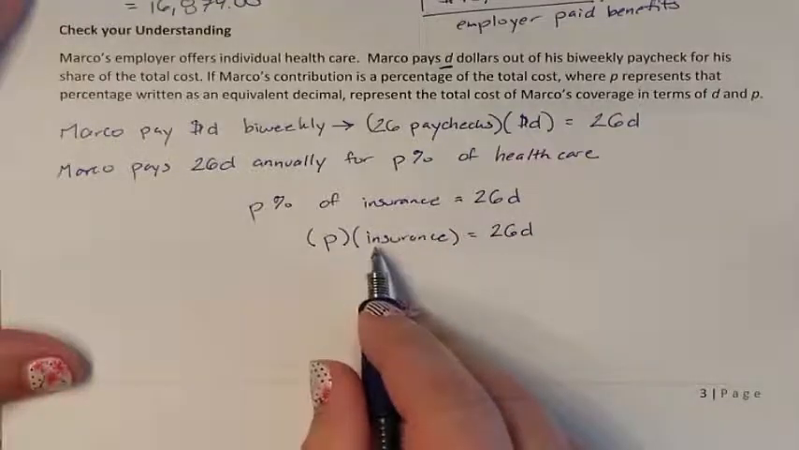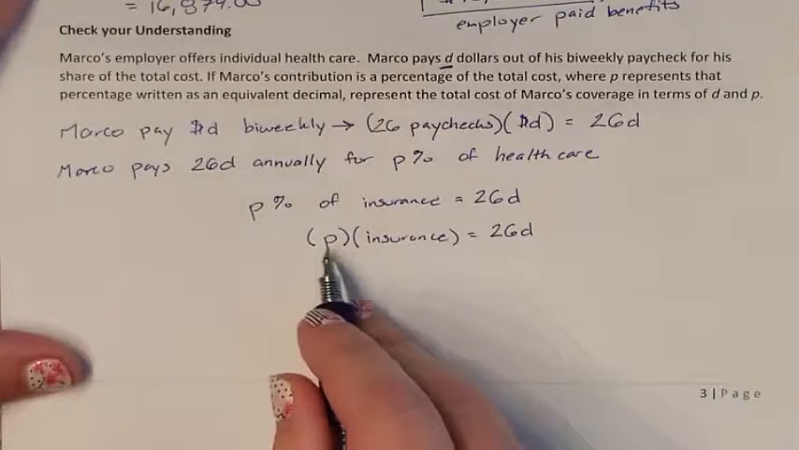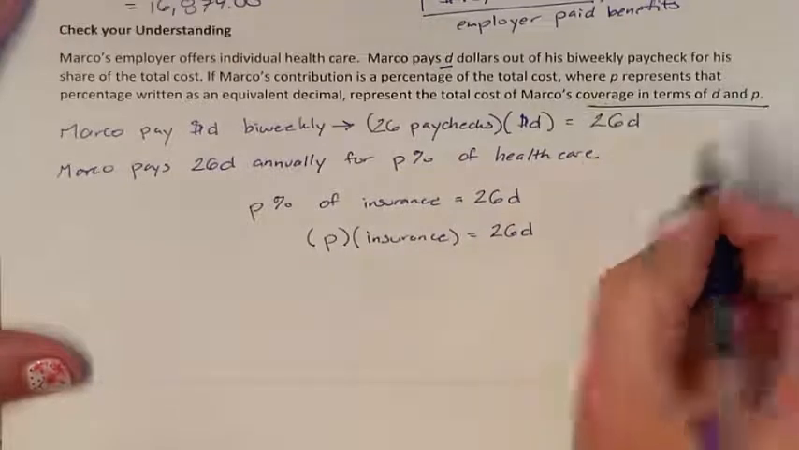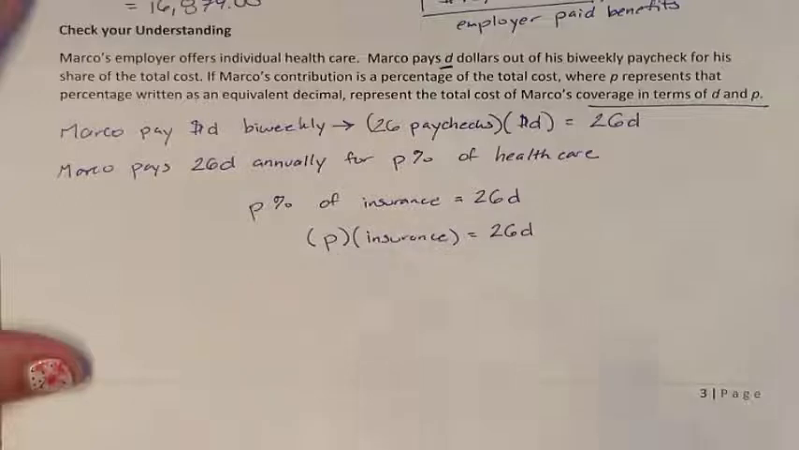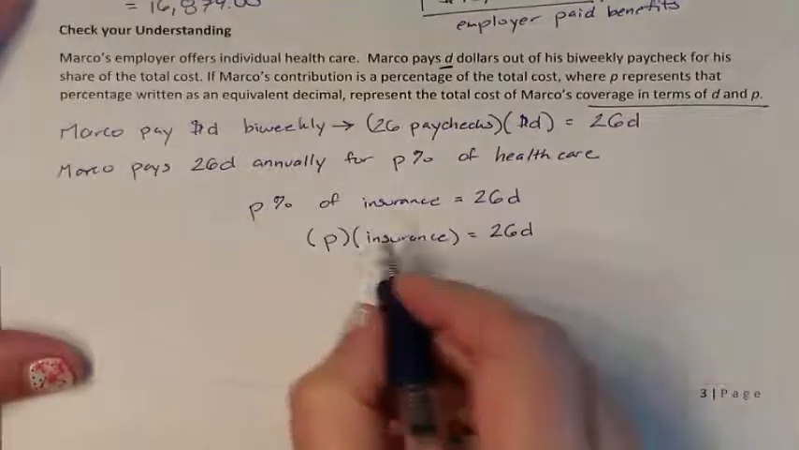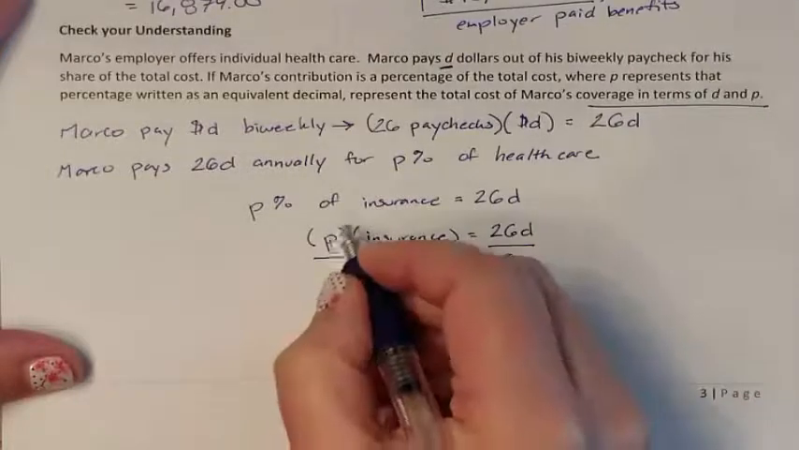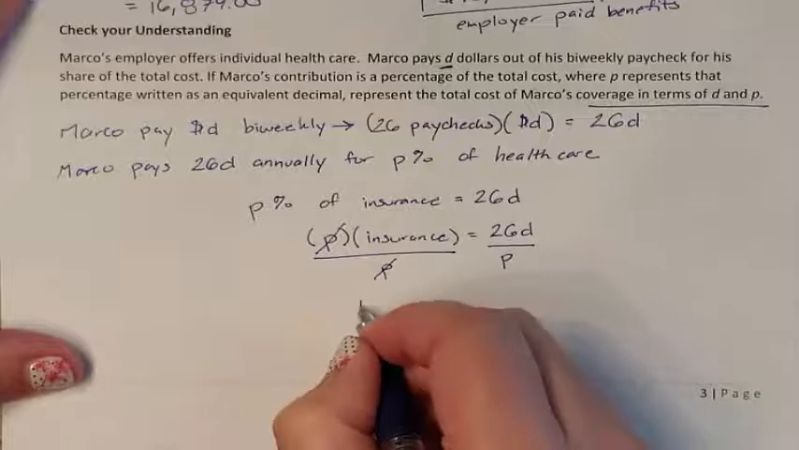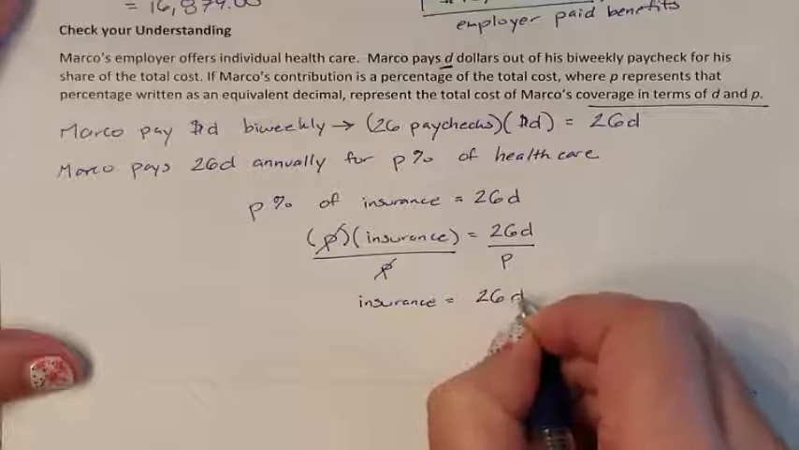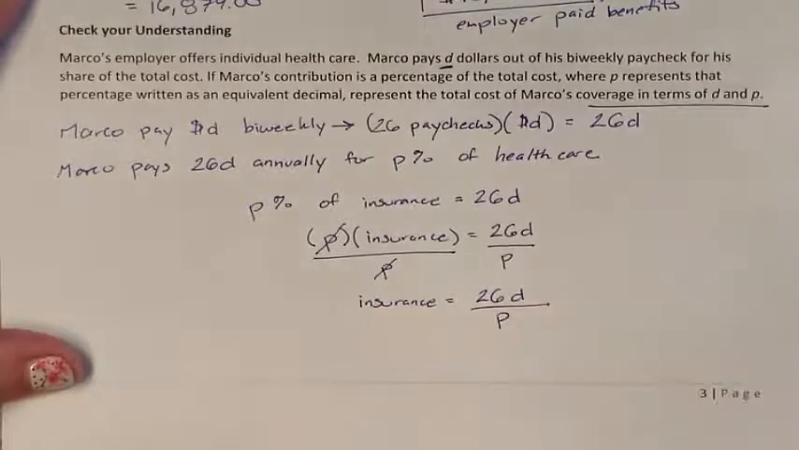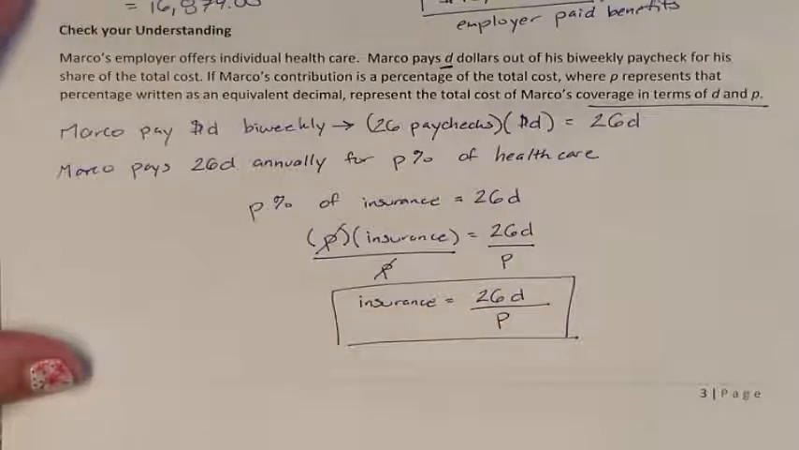It wanted us to label, we don't have anything for insurance, just insurance in terms of P's and D's, because that's what it said to do. So we'll leave the word insurance as insurance. I just need to know what insurance is. So the P has to move. The P is being connected by multiplication, so you undo multiplication by division. So divide both sides by P. So the P's divide each other out. So my insurance is going to be 26D divided by whatever the percentage in terms of a decimal is. This is how you would figure out the total cost of his entire insurance.